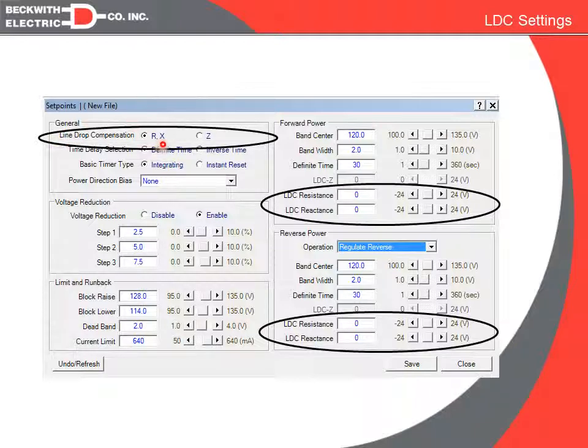So we have 2 methods. We're currently talking about RX. There's a second method we'll be covering a little later in this session for Z. But if we select RX, you can see that we can put a value either positive or negative for both the R and the X in the forward, and depending on the power direction, we may also be able to put a value in the reverse direction. And this is where you may want to either flip the sign or not flip the sign.